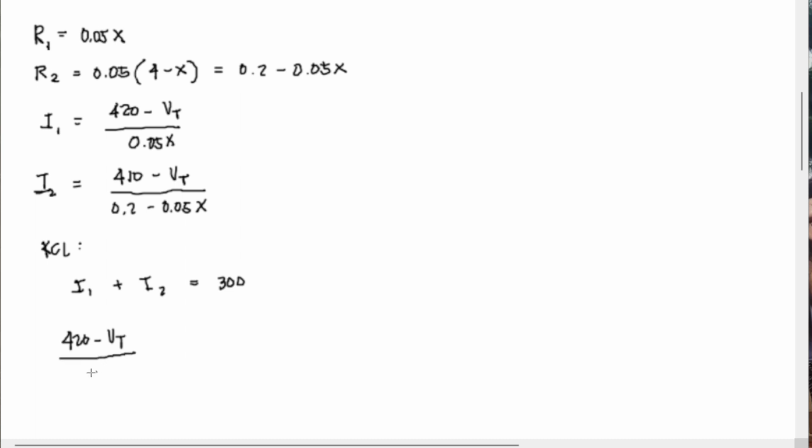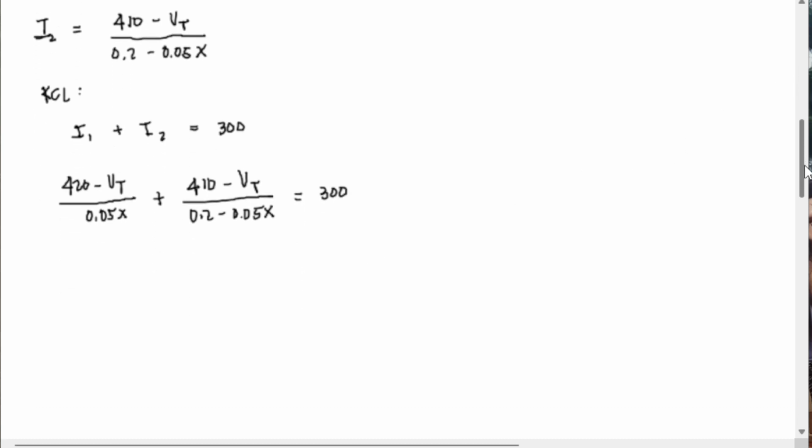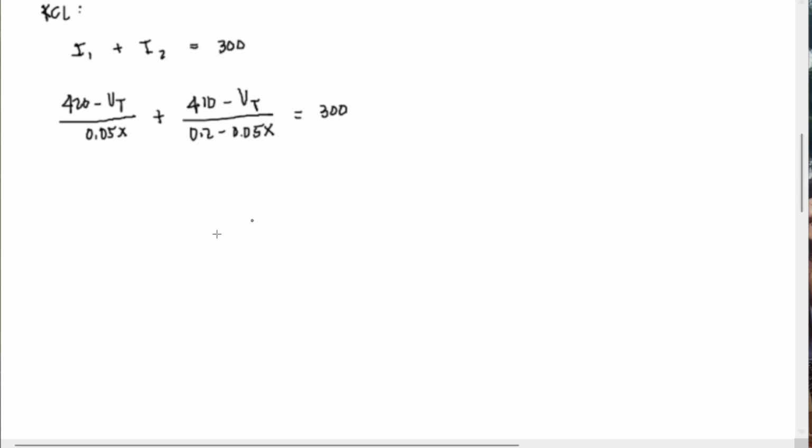Okay, substituting this and this dito, we will have (420 minus VT) over 0.05x, plus (410 minus VT) over (0.2 minus 0.05x) equals 300. So, simplify na lang natin to solve for VT. But first, distribute this denominator here, sa dalawa. Ito din.